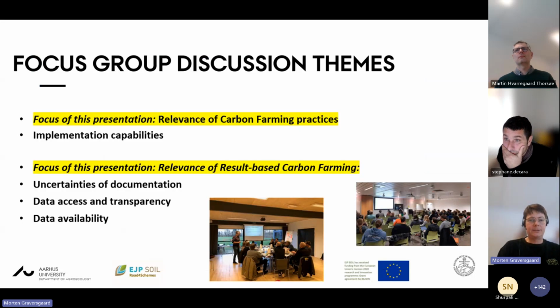And then besides discussing the relevance of these carbon farming practices, we also discussed the relevance of having more result-based carbon farming schemes. So Martin explained very well the difference between activity-based schemes and result-based schemes. We presented these differences to these farmer groups, and you can see some pictures from the Danish setting, and I think it's from the Flanders setting, also the picture where we had these discussion points with mainly farmers or landowners.